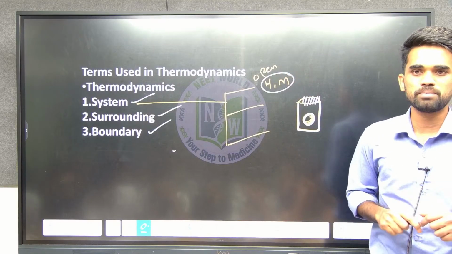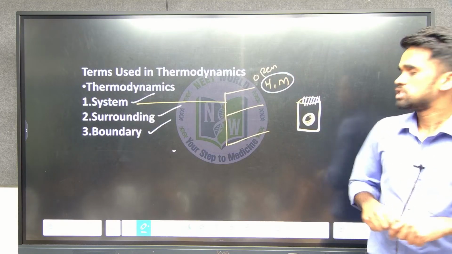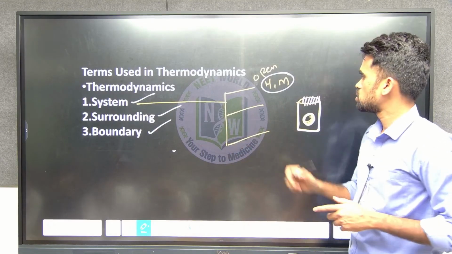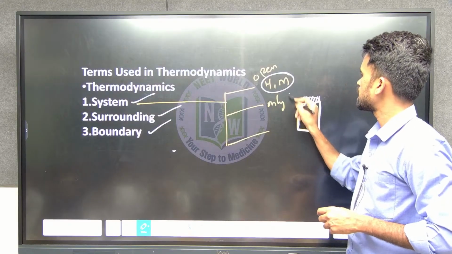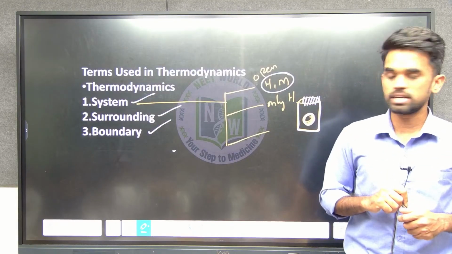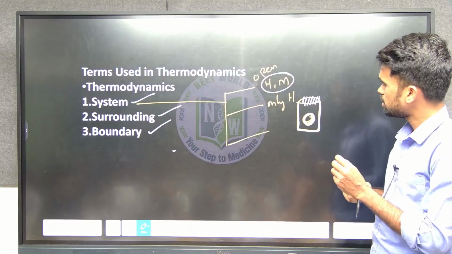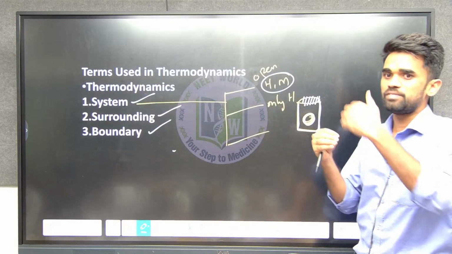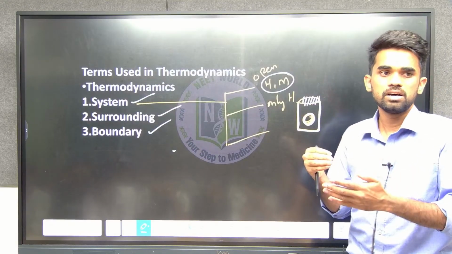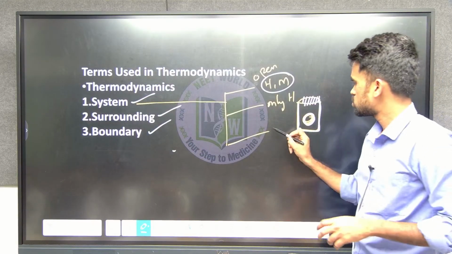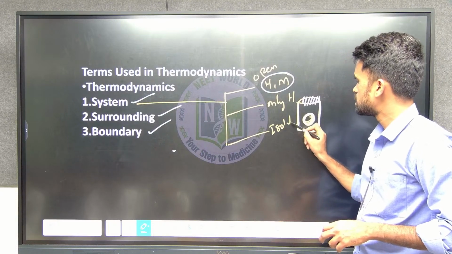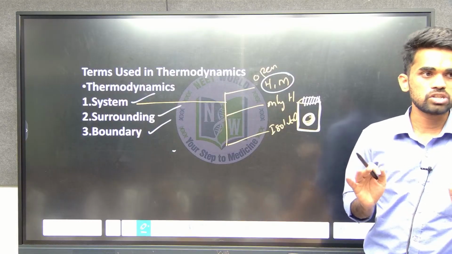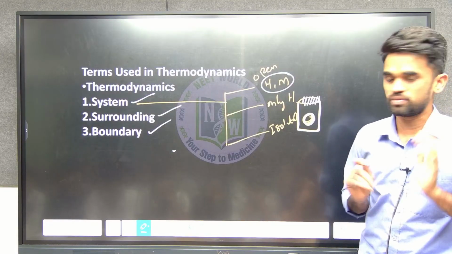Now, closed system means matter cannot come out but heat may come out. So only heat can be exchanged between system and surroundings. Next, if there is no exchange of heat and matter between system and surroundings, we call it an isolated system. So the third one is what? Isolated system. In an isolated system there is no exchange of heat and matter between system and surroundings. I hope you know these very basic terms first.